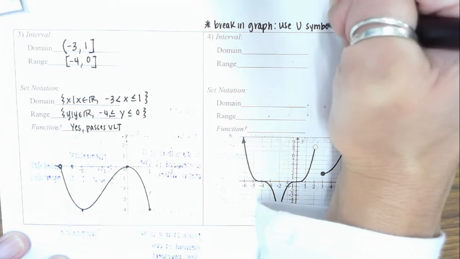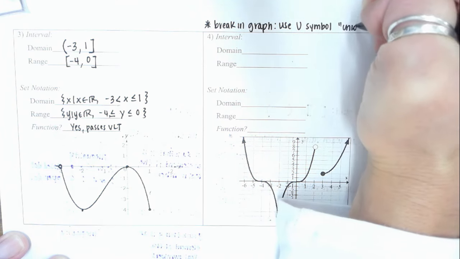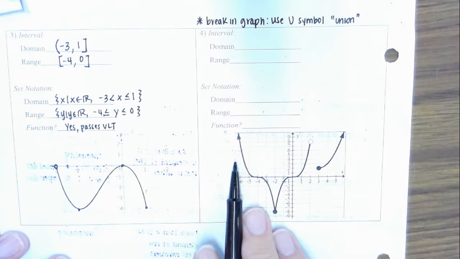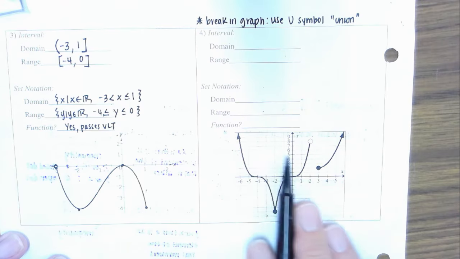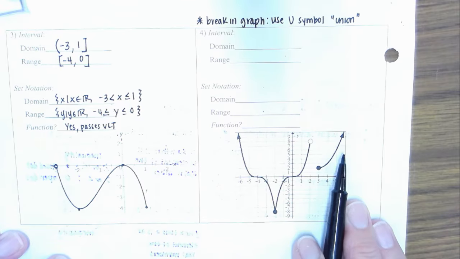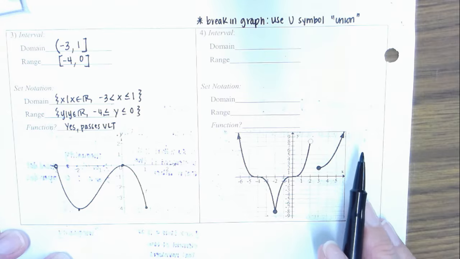And that's called the union symbol. So that means that we're actually going to be reading two parts of our graph. So this part of our graph is going to have its own domain, and then this part of our graph is going to have its own domain, and then we're going to join them together using the U.